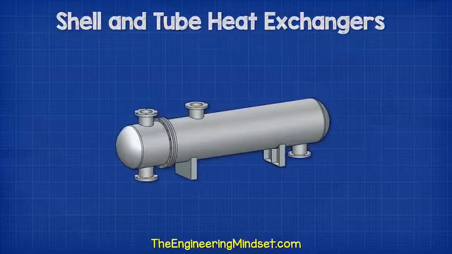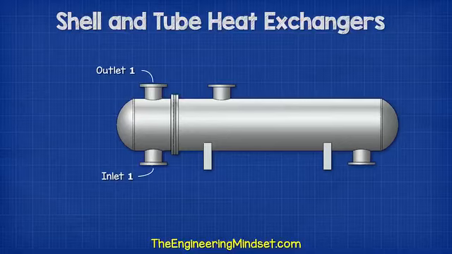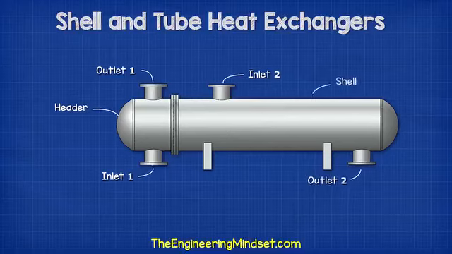Shell and tube heat exchangers will look something like this. With this design, we normally find the inlet and the outlet for one fluid at the very end of the heat exchanger, known as the header. Then we have another inlet and outlet for fluid 2 on the main body, known as the shell.